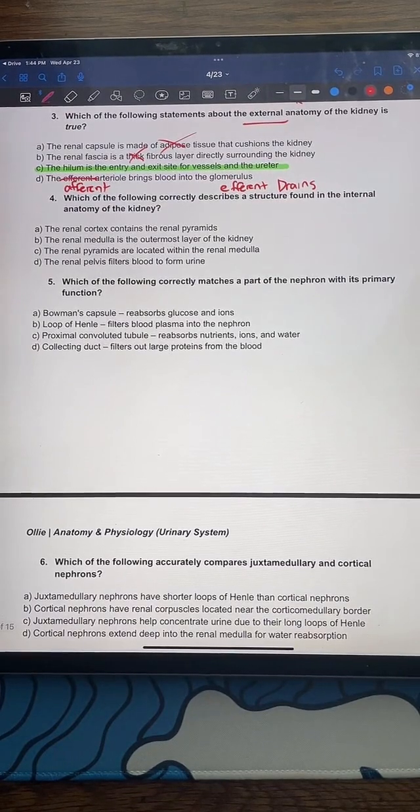Which of the following correctly describes a structure found in the internal anatomy of the kidney?